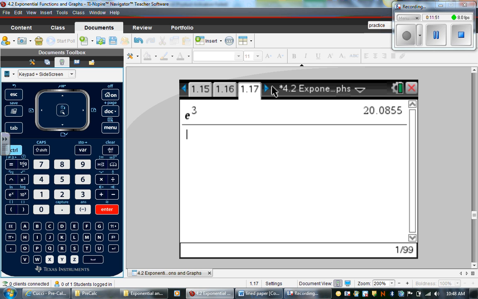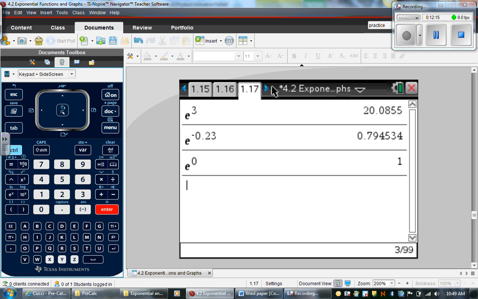Okay, so the next one we're going to do is e to the negative 0.23. And to the nearest 4 decimal places, we get 0.7945. Stop looking at me, it's creepy, guys. All right, and the last one is e to the 0. And anything to the 0 power is 1.